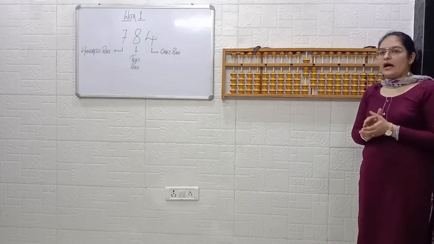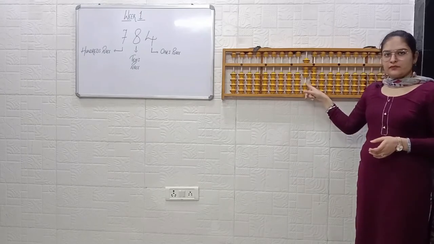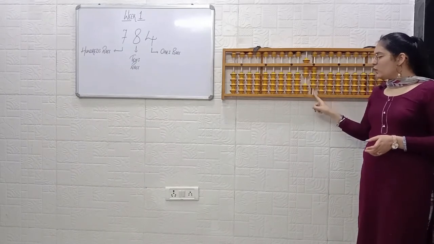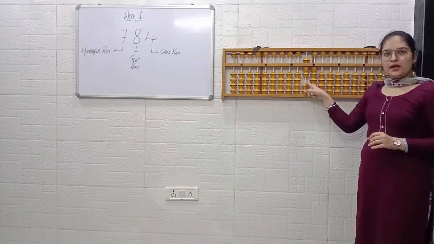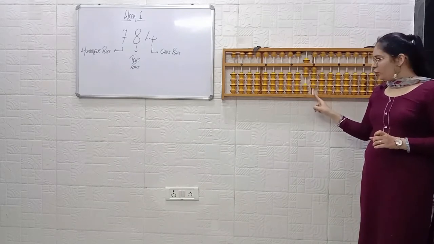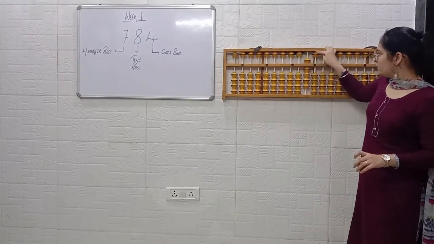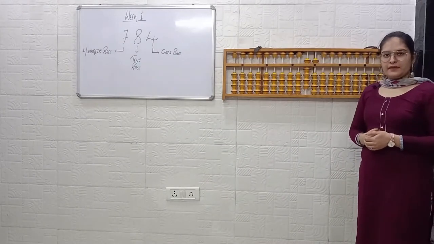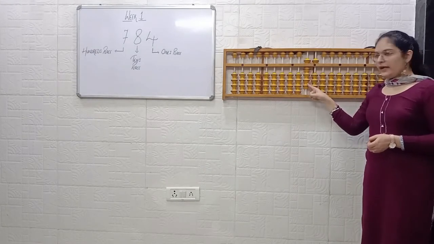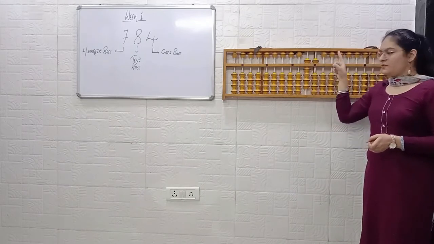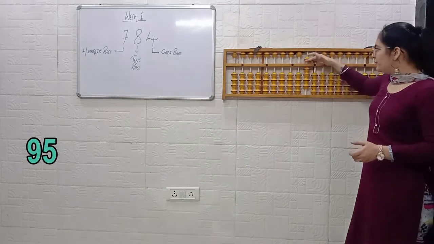Arya, I hope you have understood and you can give me the answers quickly. Tell me, Arya, at tens place? 5, 6, 7. At ones place? 1, 2, 3, 4. Tens place pe kitna tha? 7. And at ones place? 4. 7, 4. 74. Clear? Now tell me the answer. Hurry up. At tens place, 5, 6, 7, 8, 9. Keep that 9 in your mind. Now, ones place. It's 5. 9, 5, 95. Clear? Next.